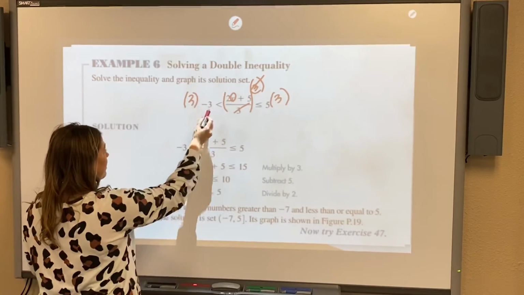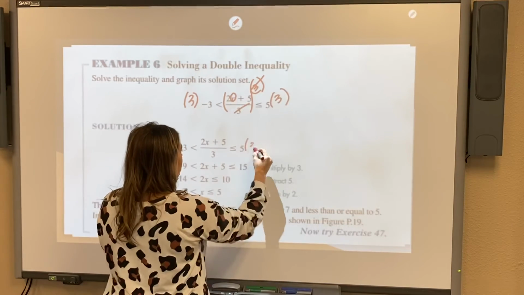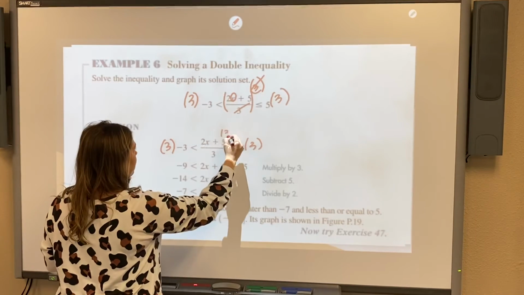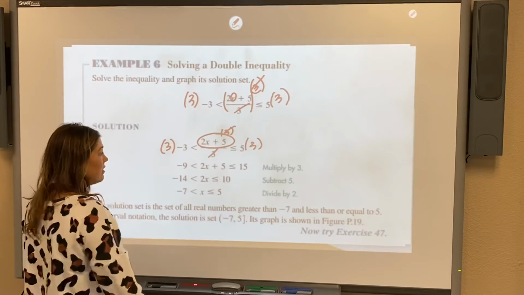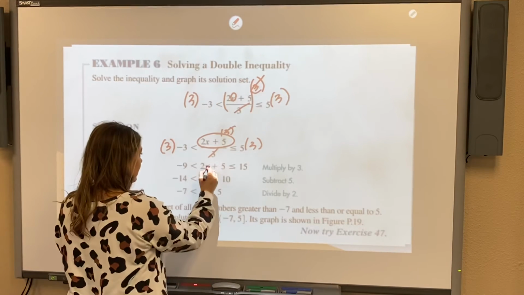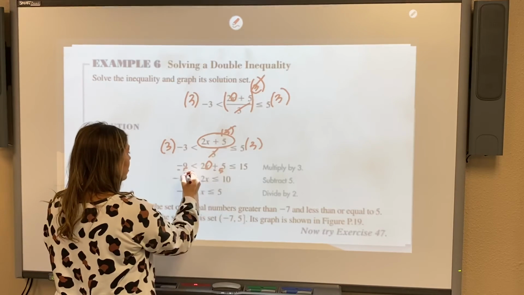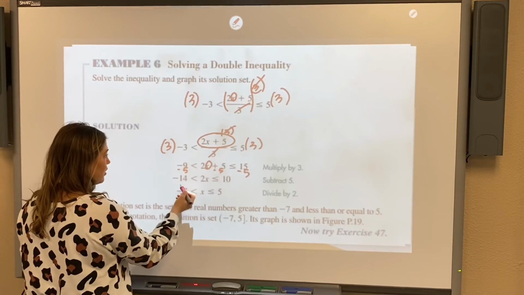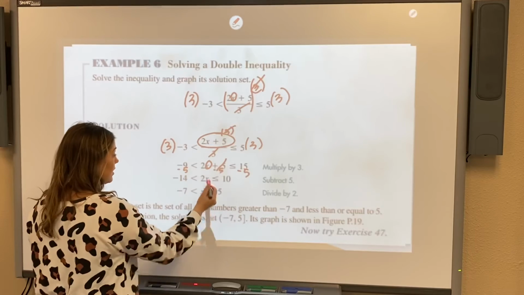And as you can see here, we multiplied by 3. So 3 times negative 3 is negative 9, and then 5 times 3 is 15. So we multiplied by 3 here, and then that 3 there to break up that. So all we're left with is 2x plus 5. So we still want to get this x by itself. Okay, to do that, we want to subtract 5, and we have to do it to both outsides. So negative 9 minus 5 is negative 14, and then 15 minus 5 is 10. Those cancel.